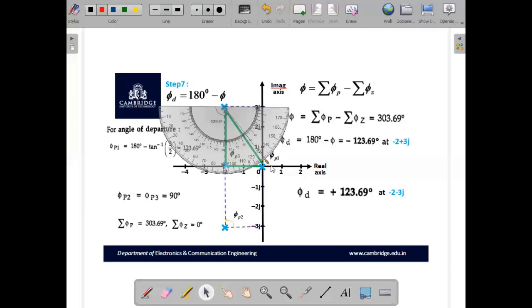-123 degree. If you move in the clockwise direction, this angle will be -90 degree, -100 degree, 110 degree, 120 degree, 121, 122, and exactly this angle will be 123 degree. Let us mark this angle. This gives you the angle of departure. And let us represent this angle extending in dotted lines. This gives you the angle of departure.